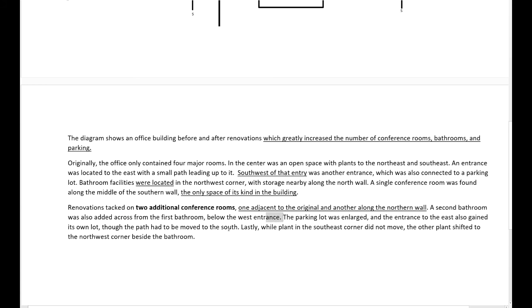How about this next sentence? This next sentence has a series of clauses as well, which I think is interesting. Okay, so the parking lot was enlarged, independent clause, and the entrance to the east also gained its own lot. So again, we have another independent clause. Then we have a dependent clause, though the path had to be moved to the south. So a couple different clauses there. And then we're using while to show a contrast. While this one plant did not move, the other plant shifted. Okay, so there's a couple different grammar things going on here that I think are relatively advanced that can really help push up your grammar score.